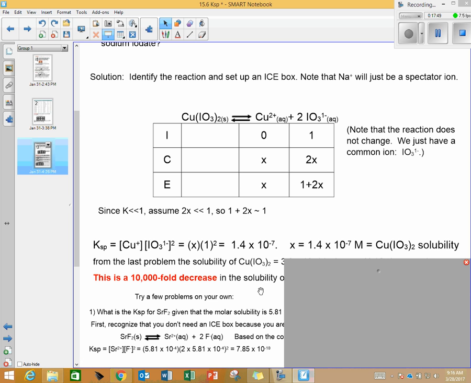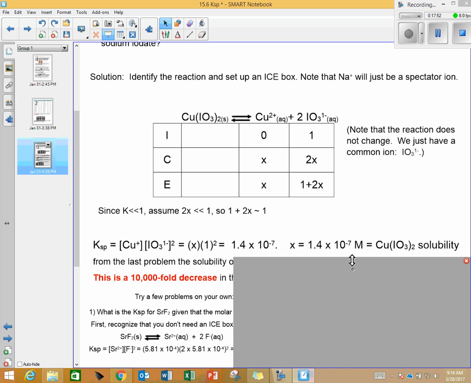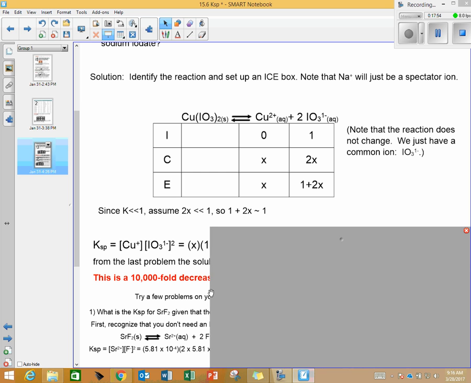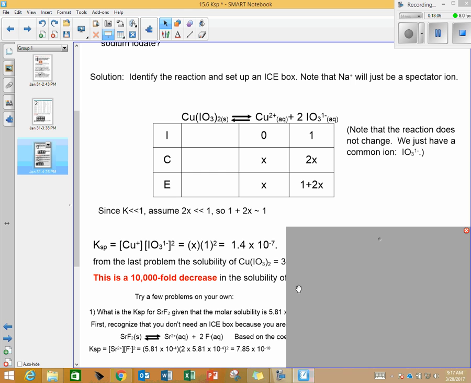Now we plug into our KSP expression. The KSP expression, you always want to write that out. Ignore what's down here for now. You write out your KSP expression, you plug in the numbers that we have, and we get X for the copper to the first power because of the coefficient, and then the iodate concentration, we look in the E row, iodate squared because we square based on the definition of K, and then that equals KSP, and solve for X.